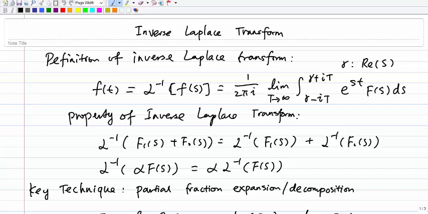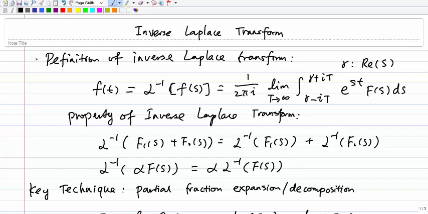In this lecture, I'll talk about the inverse Laplace transform. In the previous two lectures, I talked about the properties of the Laplace transform. In this lecture, I'll talk about the inverse Laplace transform. Before getting started, let's talk about the definition of the inverse Laplace transform.